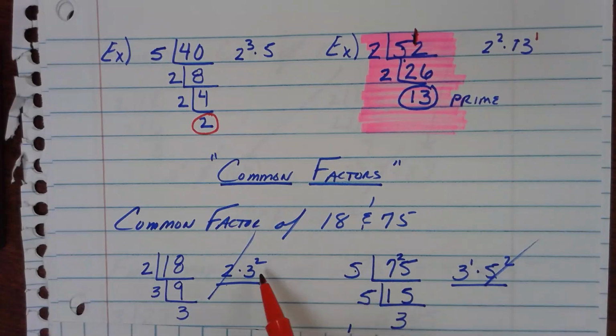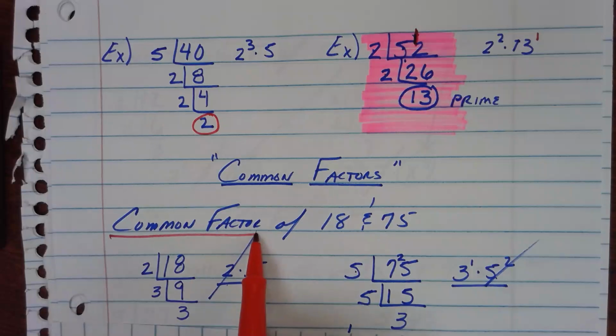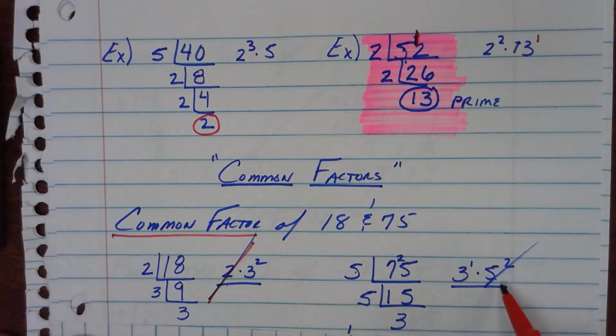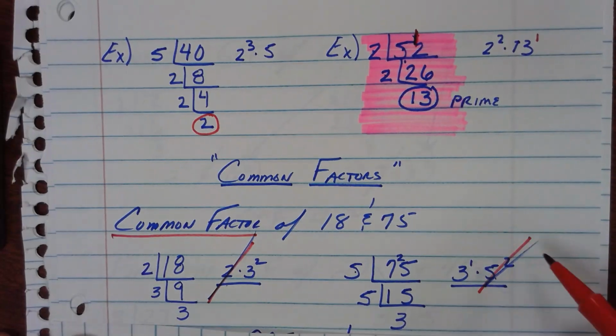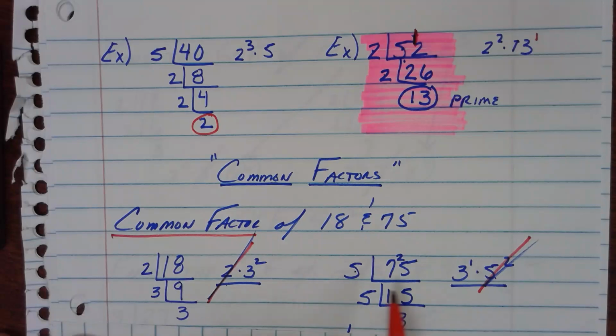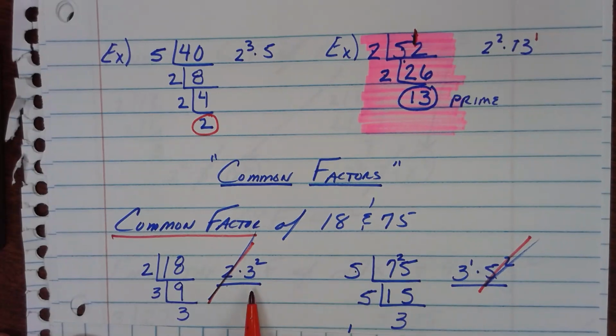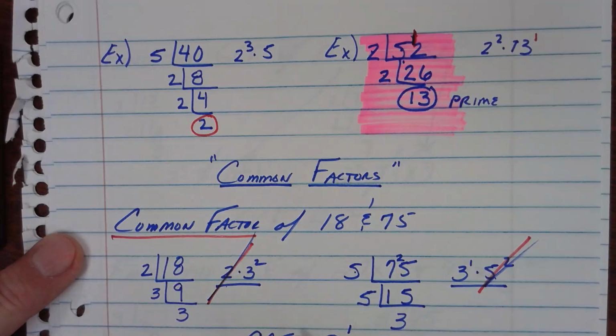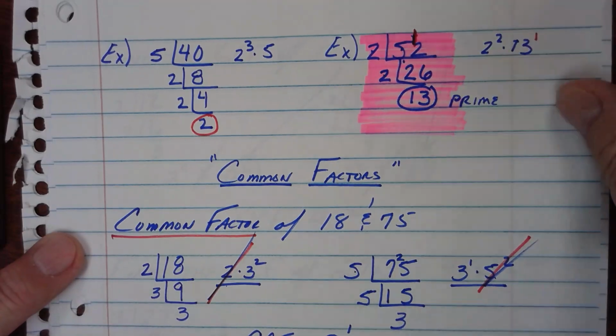These are the factorizations. The common factors would be those factors that are in both. 2 is not over here, and 5 is not over here. The only factors that are in both are the 3's. This is a factor 1 time, and this is a factor 2 times. They don't both have 2 factors of 3. They both have 1 factor of 3. So that 3 to the first is the greatest common factor.